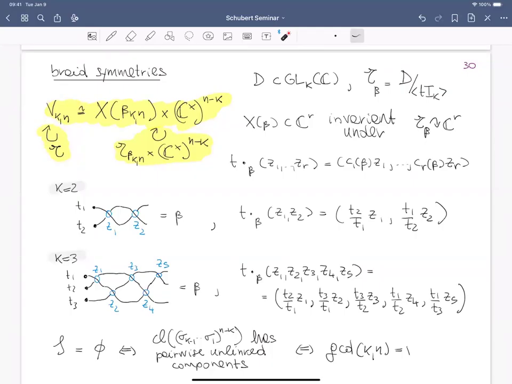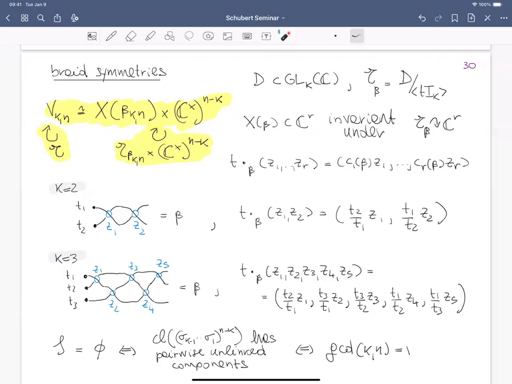So you look at the diagonal torus inside GLK, and you mod out by the multiples of the identity. The diagonal matrices where the diagonal entries are all equal. And the braid itself gives you a natural way to act on C to the R by rescaling the coordinates by some weights C1 through CR. And so I'll describe in some examples how this action works.